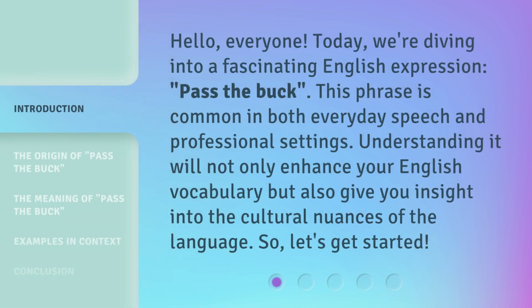Hello, everyone. Today, we're diving into a fascinating English expression, pass the buck. This phrase is common in both everyday speech and professional settings. Understanding it will not only enhance your English vocabulary but also give you insight into the cultural nuances of the language. So, let's get started.